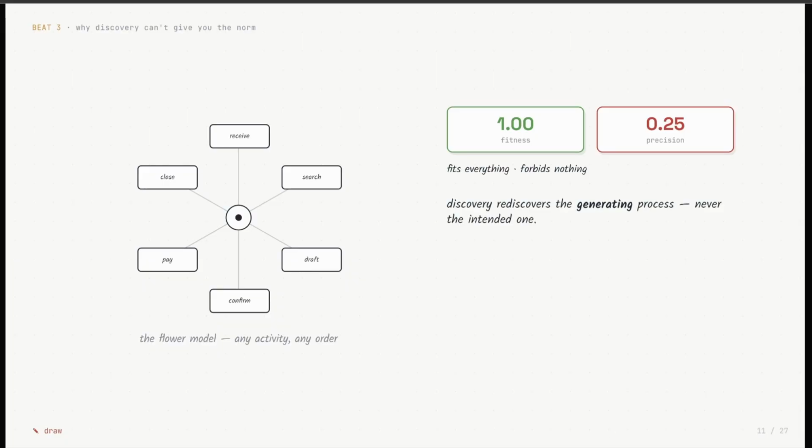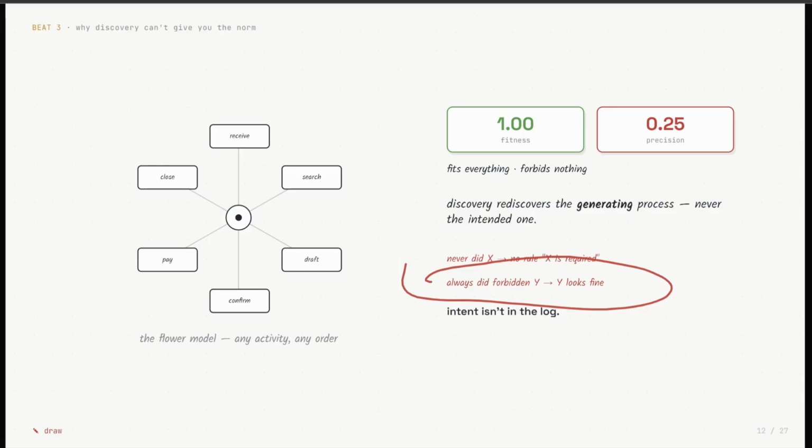Now, even at its theoretical best, discovery rediscovers the process that generated the log. So never the one you really intended. You really need to know the industry to be able to have your own happy path. If the agent did something, no algorithm will invent a rule requiring it. If it always did something forbidden, discovery will bless it. It will bless the forbidden part, which is catastrophic. So intent is not in the log.